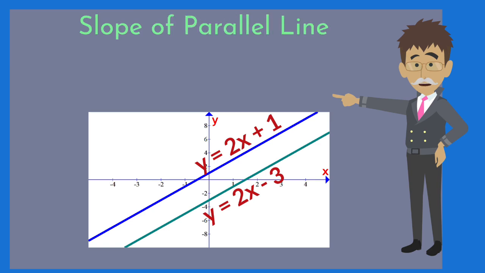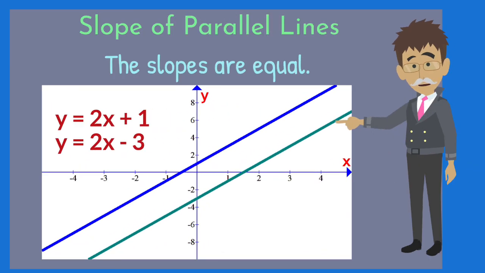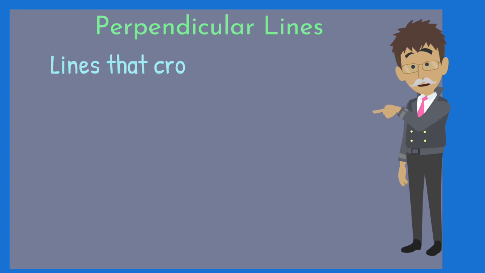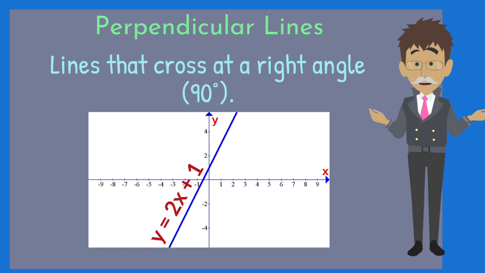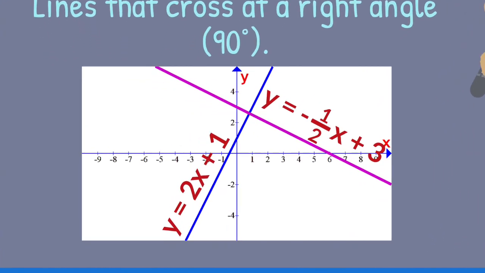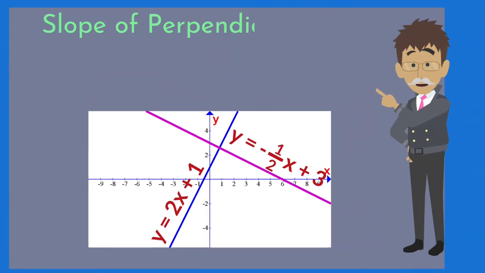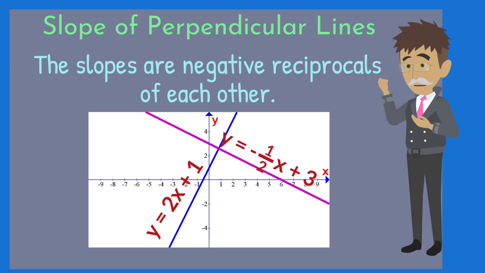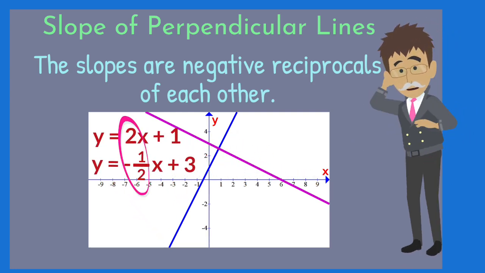Slope of parallel lines. The slopes are equal. In the previous example, both lines have a slope of 2. Perpendicular lines. Lines that cross at a right angle. y = 2x + 1 and y = -1/2 x + 3 are perpendicular. Slope of perpendicular lines. The slopes are negative reciprocals of each other. In the previous example, the slope of 2 and the slope of -1/2 are negative reciprocals.